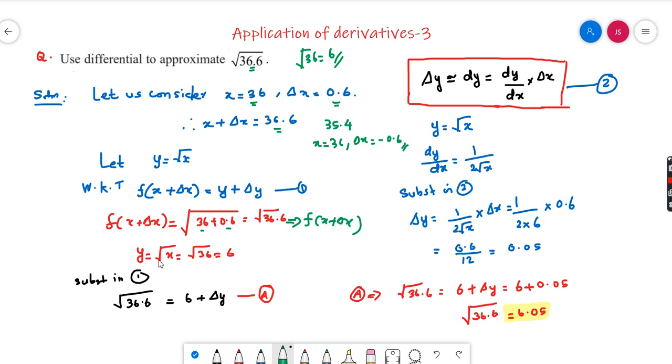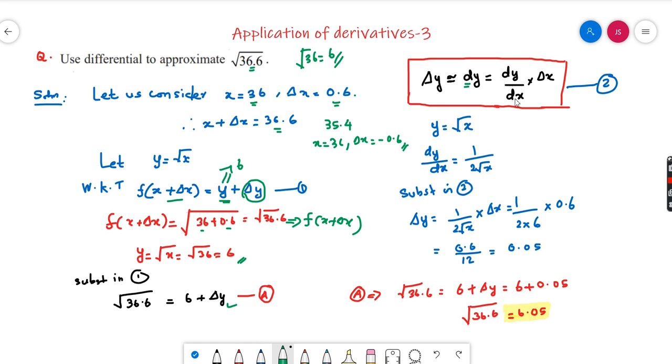Now what is y? Y is equal to square root of x. What is x? X is equal to 36, so square root of x is equal to 6. In this equation we are going to find out what is square root of 36.6, and we know that y is equal to 6. Now we have to find out what is delta y. So square root of 36.6 is equal to 6 plus delta y. If we know the value of delta y, we can substitute and find out the answer. In order to find delta y, we are using an approximation. Let delta y be approximately equal to dy.